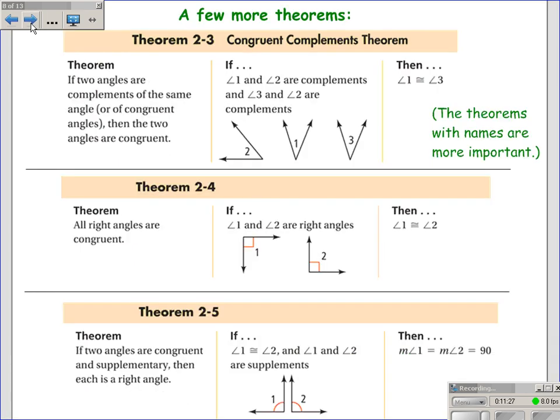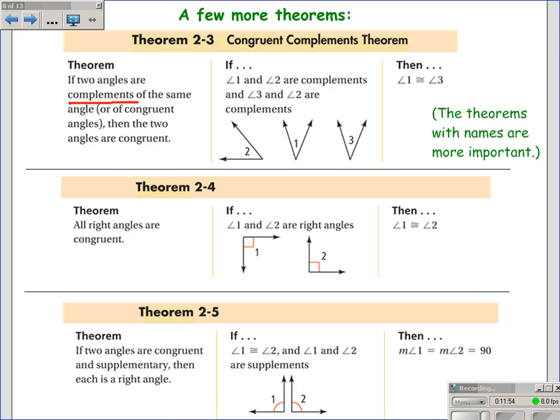Okay, here's a few more theorems that these expose you to. Theorem 2-3 is the Congruent Complements Theorem. Very similar to the Congruent Supplements Theorem, except this time we have complements and not supplements. Okay, and if we wrote the proof, it would be very similar, except things would be equal to 90, not 180. If two angles are complements of the same angle, then the two angles are congruent.